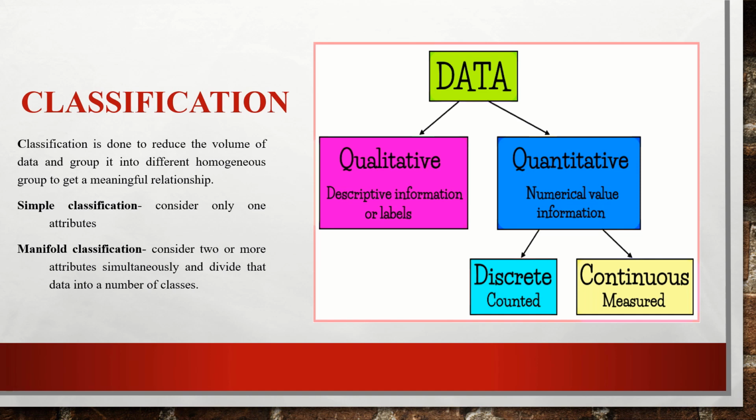The classification can be done in simple form or in manifold form. In simple classification, we consider only one attribute. For example, we can say sales of the past 5 years. It is a simple classification. In manifold classification, we consider two or more attributes simultaneously. For example, if you are preparing the income level of different employees in your organization on the basis of gender, it is a manifold classification. There will be gender wise classification and also income wise classification.